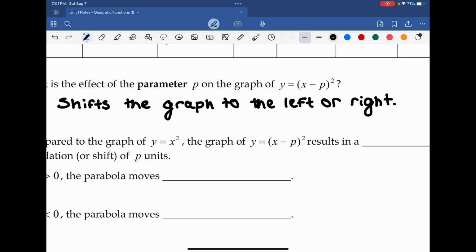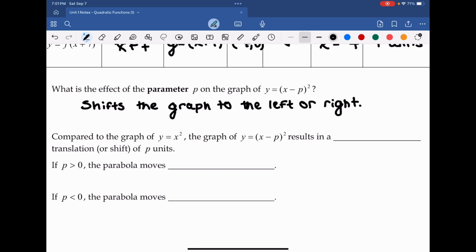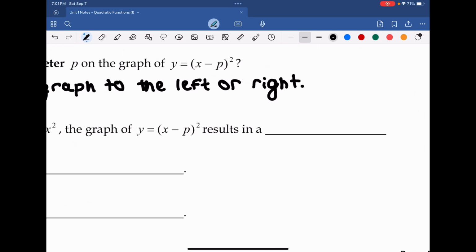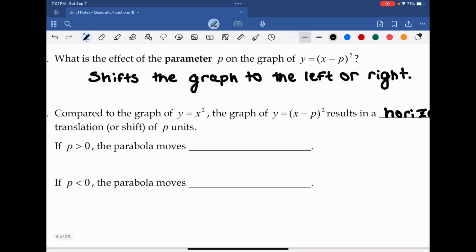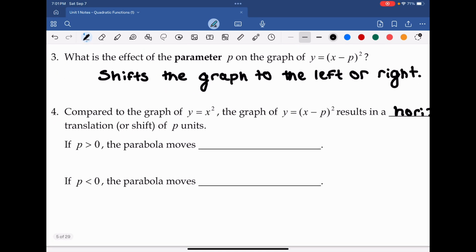All right. Now, more formally, remember, shifting the graph is not super formal, not super proper. What we want to do is actually give the specific terminology. When we have this p-value, it results in a horizontal translation. Translation being, again, just a movement of units. So we look at this and we say it is a horizontal translation of p units.